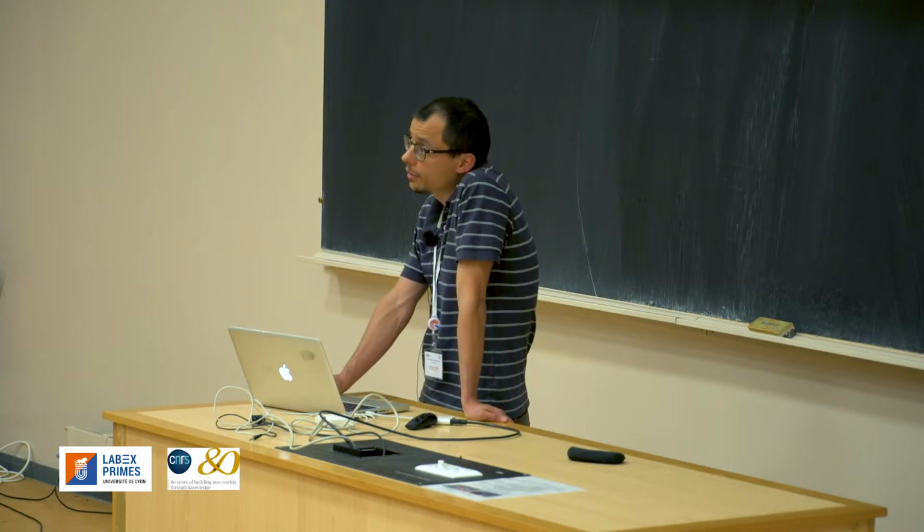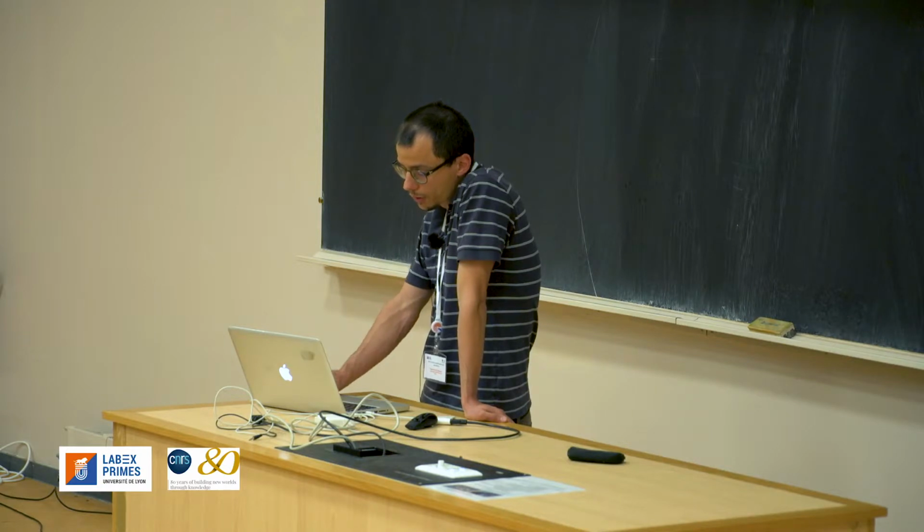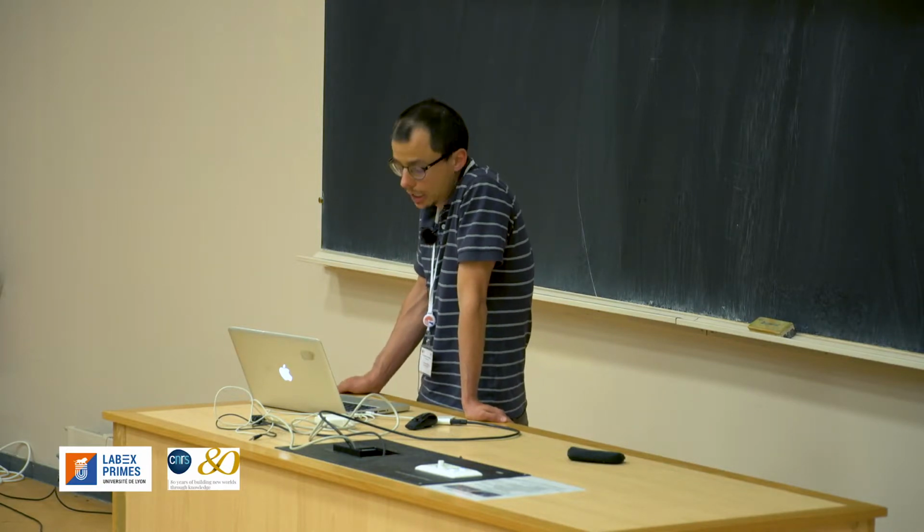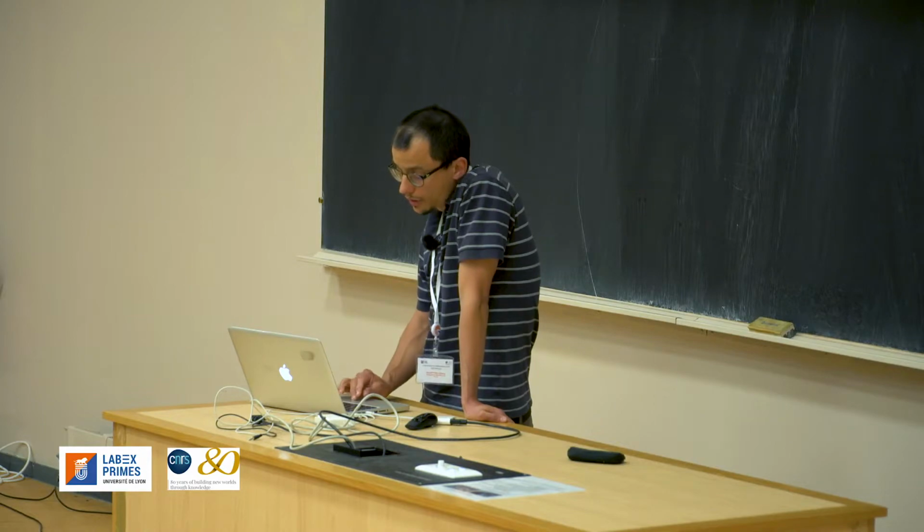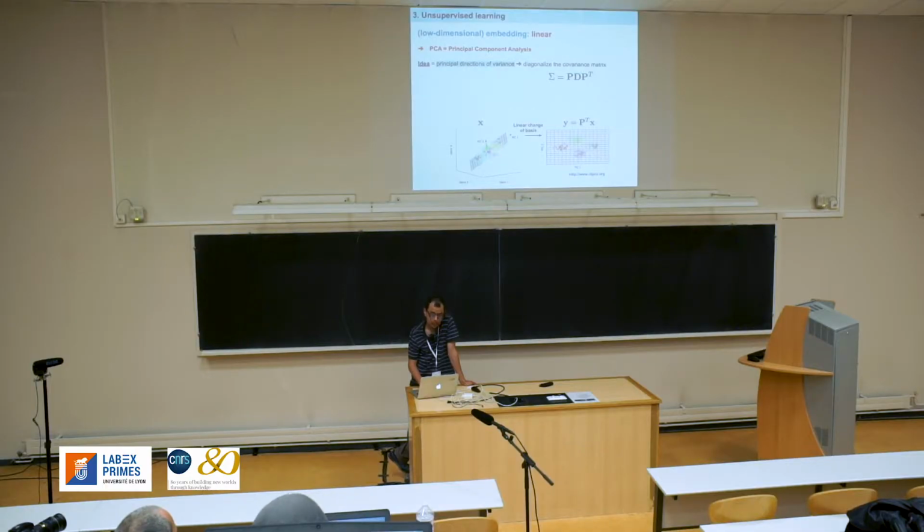So there are linear techniques to do this. The most popular one is PCA, Principal Component Analysis. It looks for the principal directions of variance in your data. So you have data of high dimension, and you are able to build a covariance matrix between your samples.